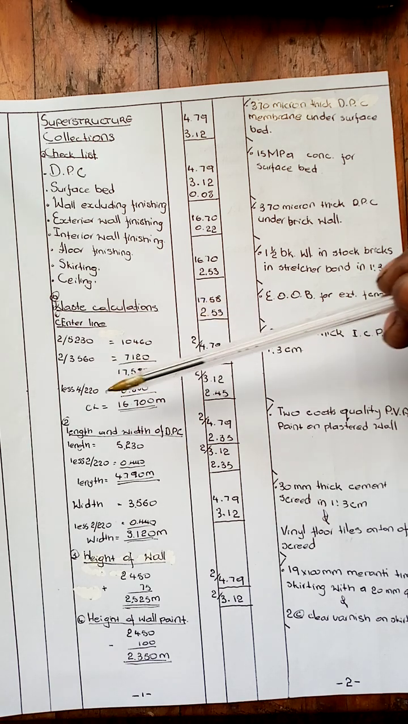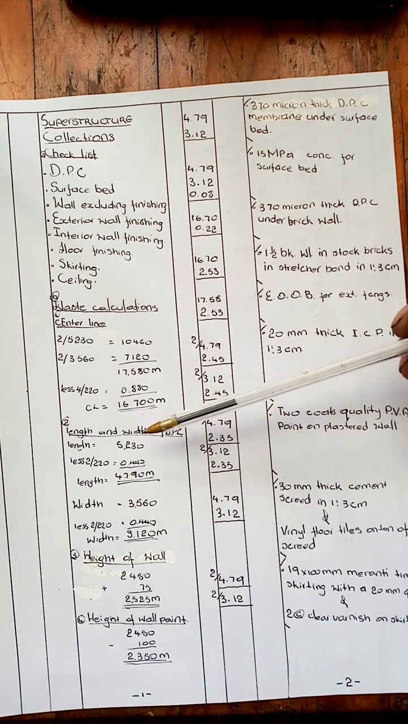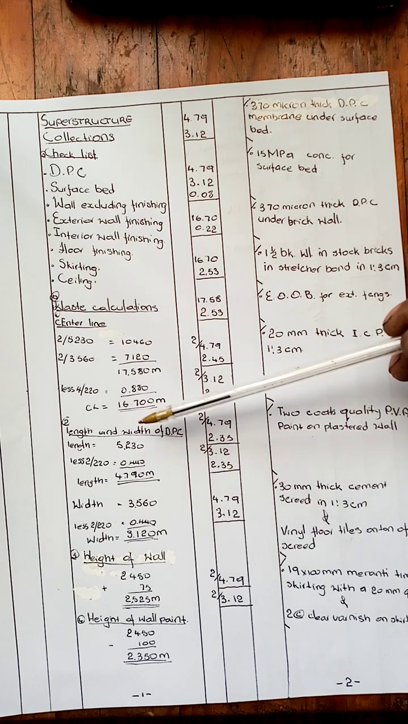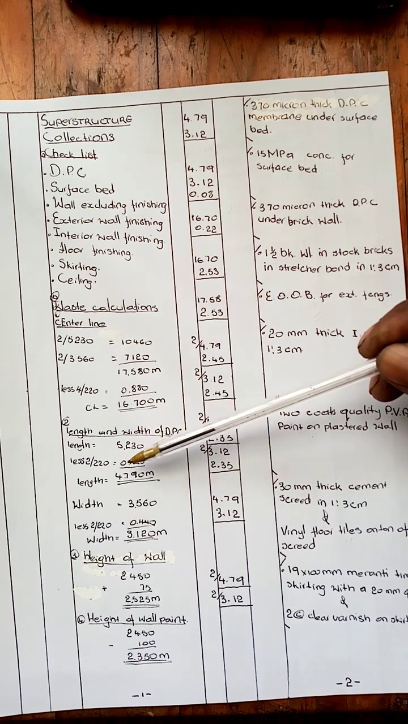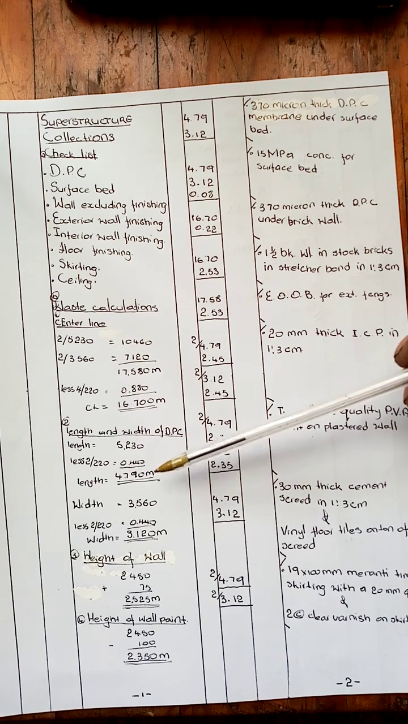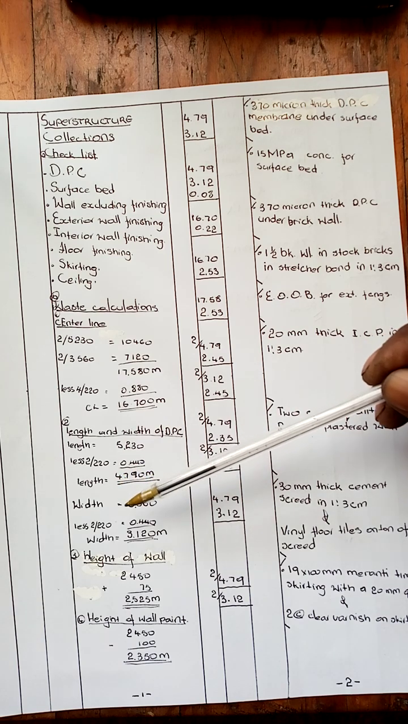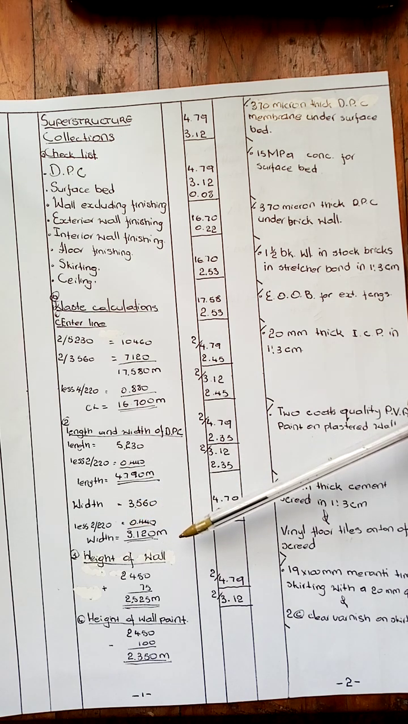Now let us calculate the length and width of the DPC. The length of the wall is 5 meter 230. When you less 2 by 220 from 5 meter 230, you get 4 meter 790. The width is 3 meter 560. When you less 2 by 220, it gives you 3 meter 120.